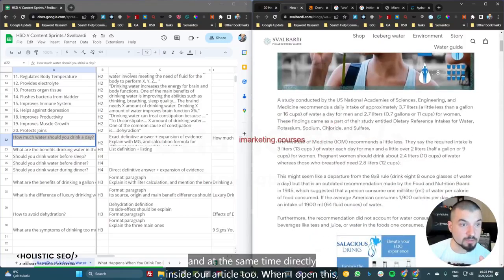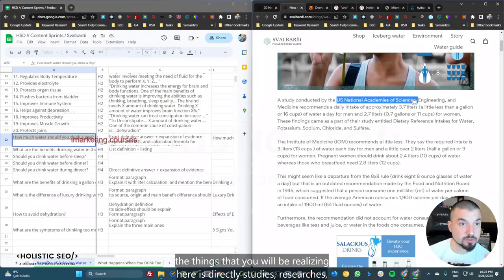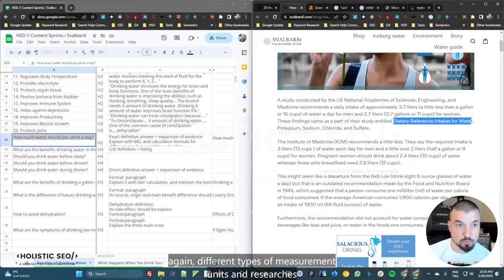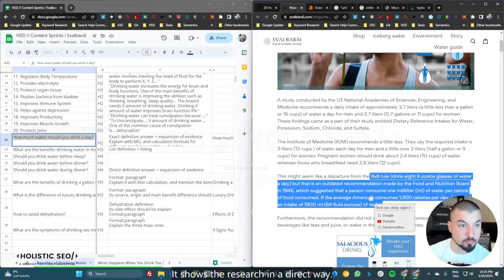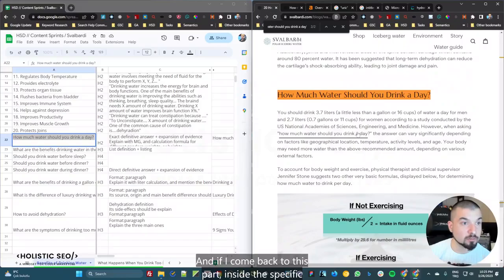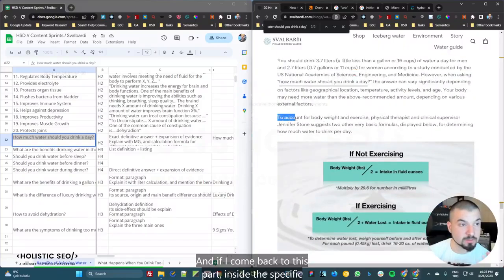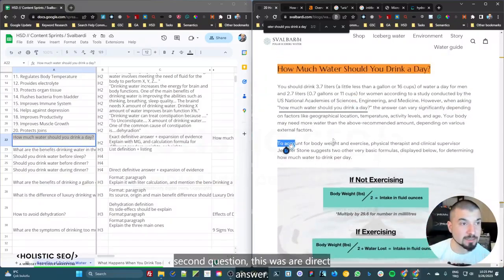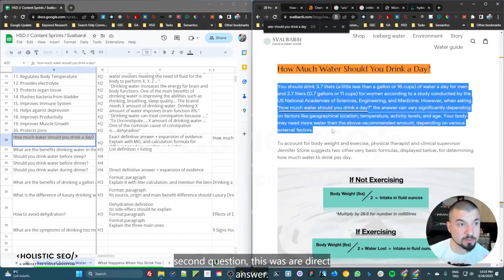When I open this, the things that you will be realizing here is direct studies, researches, numeric values, again different types of measurement units and researches and certain types of abbreviations and lots of numeric values. It shows the research in a direct way. And if I come back to this part, inside the specific second question, this was the direct answer.